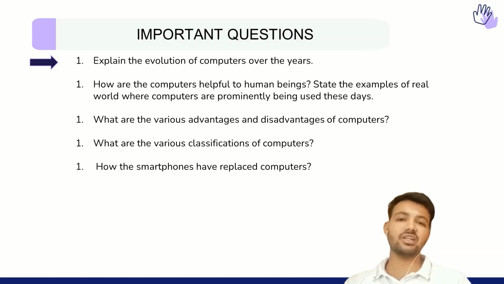So what are the various advantages and disadvantages of computers? We have very well understood कि क्या advantages और क्या disadvantages associated होती हैं computer के साथ. What are the various classifications of computers? So basically you can describe the three different bases जिस पे हम classify कर सकते हैं, और हर classification में हम किन types में उन्हें classify करते हैं. And one another: how have smartphones replaced computers? So what are the advantages of smartphones, which is basically the small size and the touch screen interface. So you can explain them कि कैसे smartphones computers को replace कर सकते हैं with their advantages.